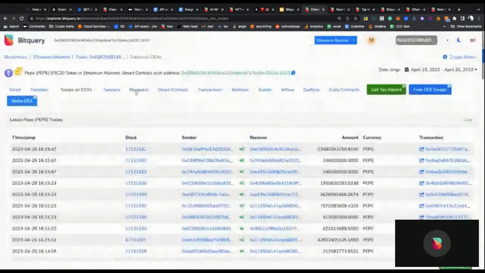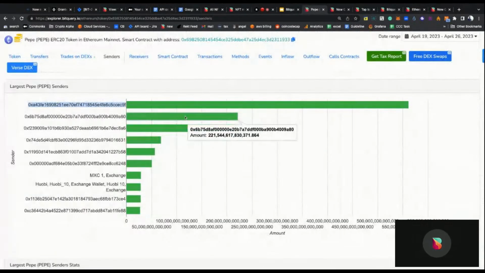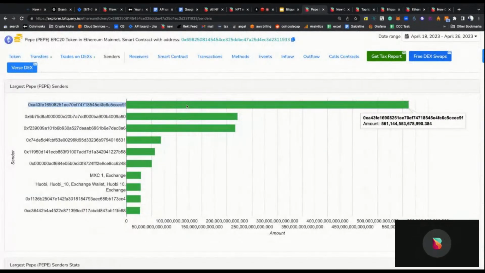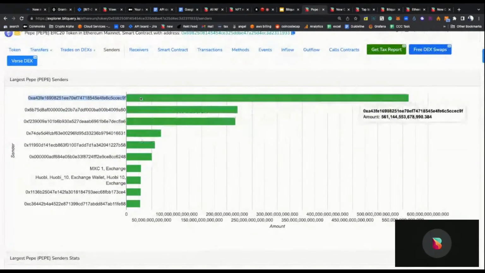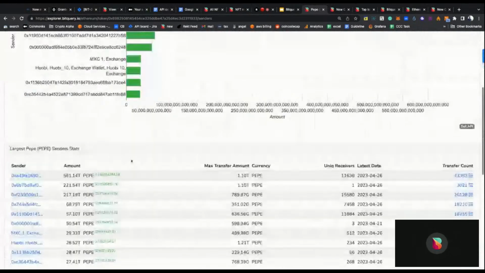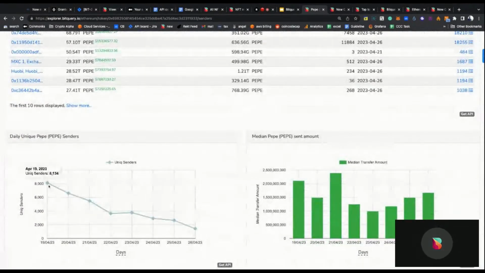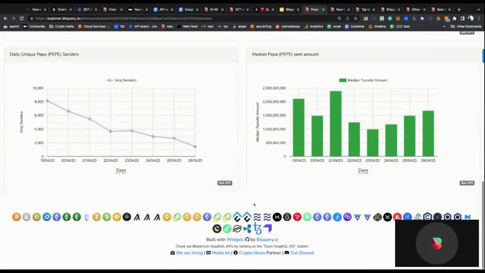For example, for tokens, if you want to know senders and receivers, this address is a top sender for the peep token. He sent more than 561 billion peeps. So this is interesting data. Who is the sender? Maybe the creator or something like that. You see the daily unique peep senders. On 19th there were 8,000. Today it's around 1,400. So you see median value also.